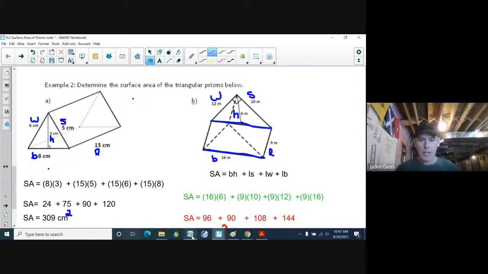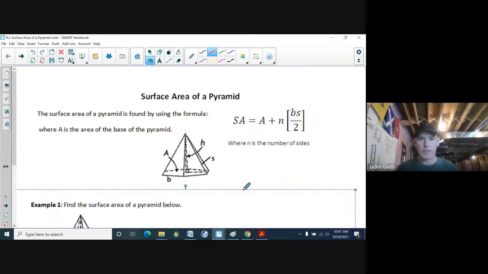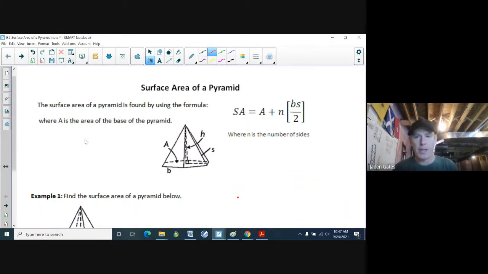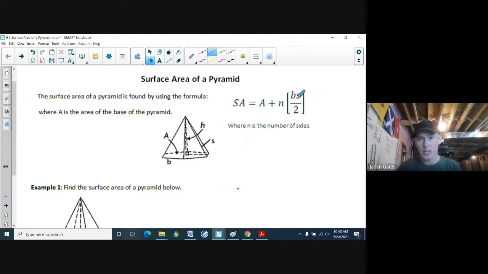Now we've got one more shape coming at you here, and that is the surface area of a pyramid. We have a few more variables in here. This one's a little bit different: the surface area is equal to A plus N times B S divided by 2. Now A is the area of the base of the pyramid, and N is the number of sides. B is the length of the bottom part of the pyramid, and a height is always from the bottom straight up to the top.